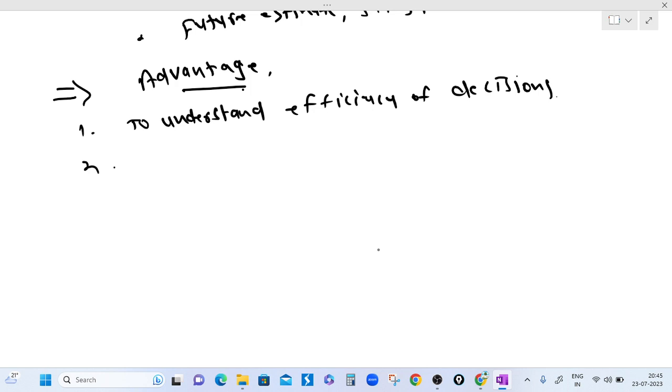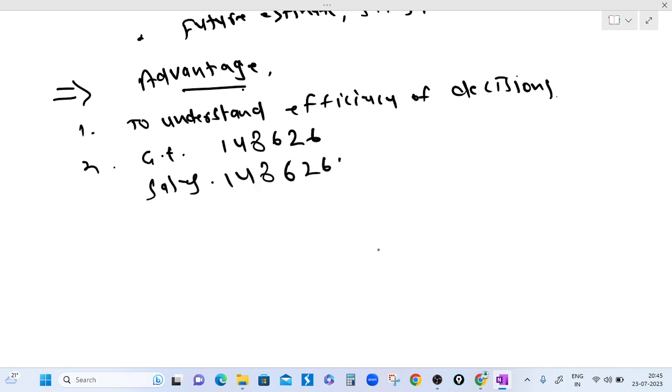For example, I am giving one example. If a company wants to understand the GP ratio, and wants to see it in number format, suppose GP is 1,48,626 and sales is 148,626. Now this looks like a very complex figure, sales as well as gross profit. But if you present this in ratio form, that this is 10 times, or 10 percent, then management can understand it as simplified. And that is why a company normally does ratio analysis.